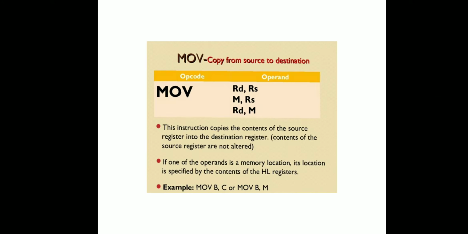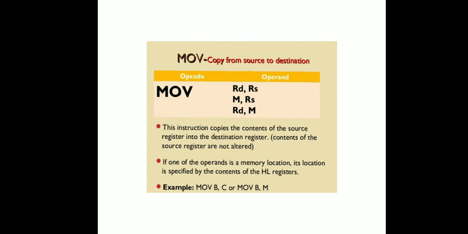Let's see MOV. This instruction is used to copy the data from source register to destination register. MOV has forms: source register to destination register, source register to memory, and memory to destination register. These instructions copy the content of the source register into the destination register using the instruction MOV source register to destination.